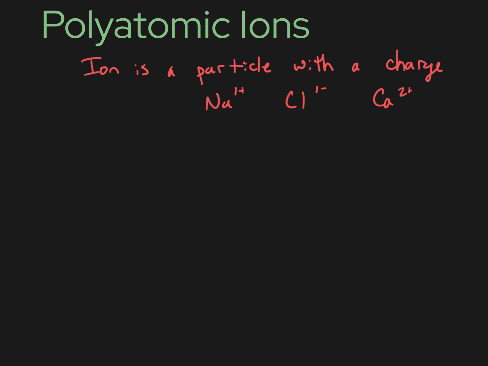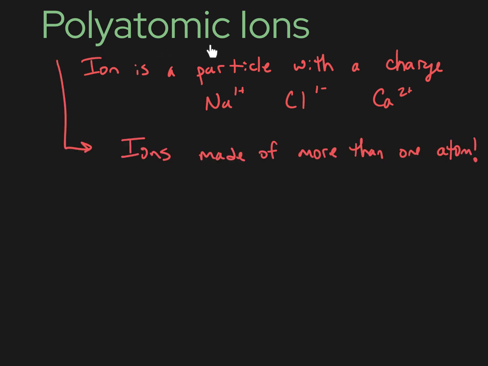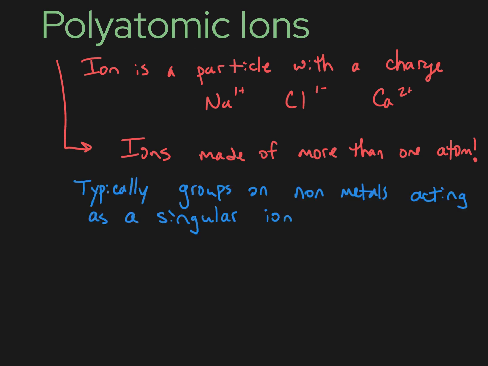On the other hand, a polyatomic ion, as the name would suggest, poly means many, atom ion. These are ions made of multiple atoms. These are typically groups of nonmetals acting as one singular ion. Usually they're negatively charged, but every once in a while you'll come across a positively charged polyatomic ion.